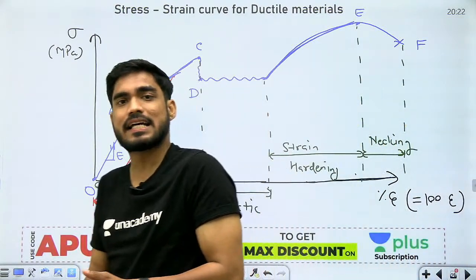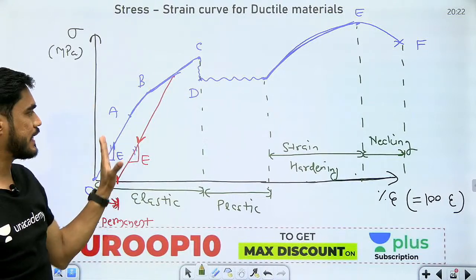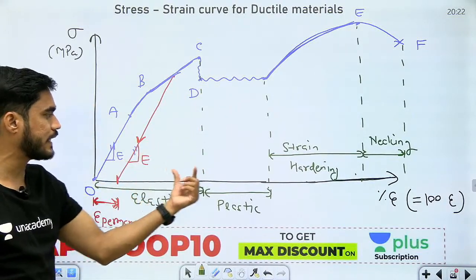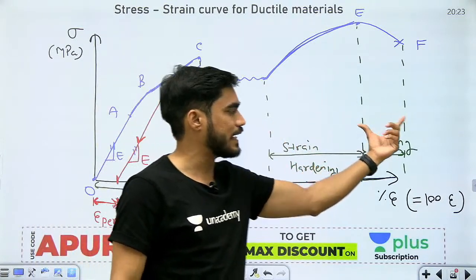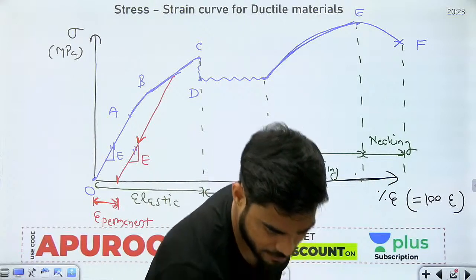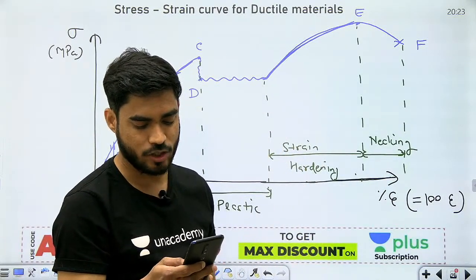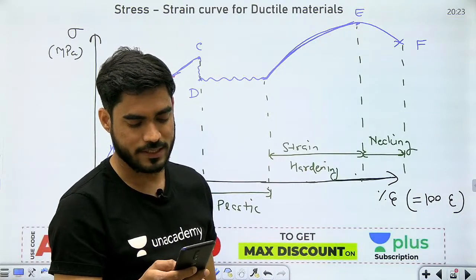So is this entire graph clear to you? Is this entire graph clear to you? Elastic region, plastic region, strain hardening, and necking. Is this entire graph clear to everyone? Yes. Thank you so much, Signaanjali. Thank you so much, Deepak.